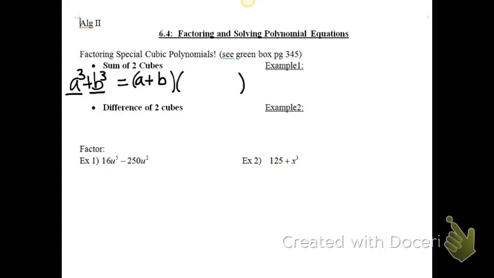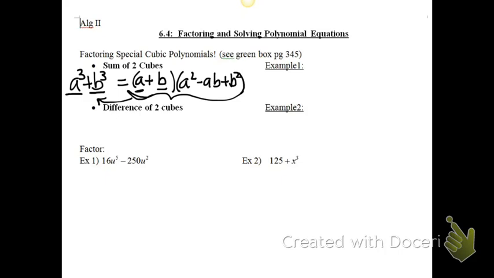To get the rest of this, what I like to do is look at this part of the factorization where I have the a plus b, and then I just say, okay, it's going to be a squared minus the product of a times b, so it'll be minus ab, and then plus the second term there, b squared. That's the pattern. If you were to actually FOIL that out, or multiply out that binomial and that trinomial, you will in fact get a cubed plus b cubed.